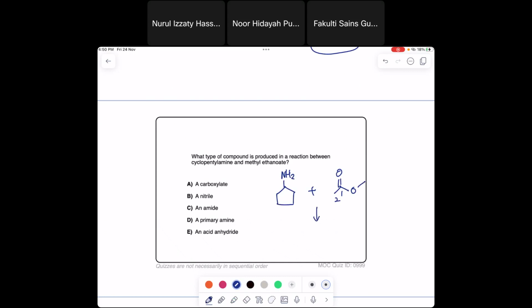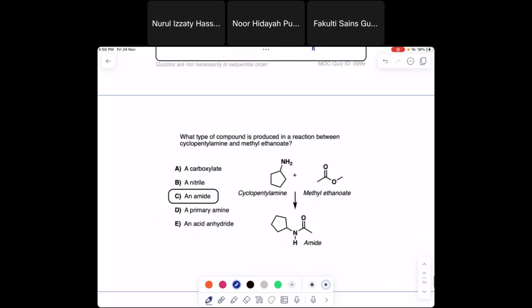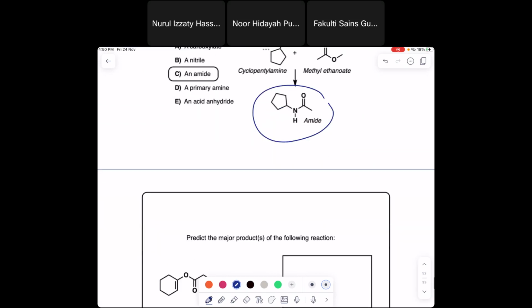Apa yang you dapat? Sila, you dapat amide lah kan. Senang sangat soalan ni kan. Okay, so what you get is an amide. NH with this. Okay. Ni pun dah lukis dah. Alright.